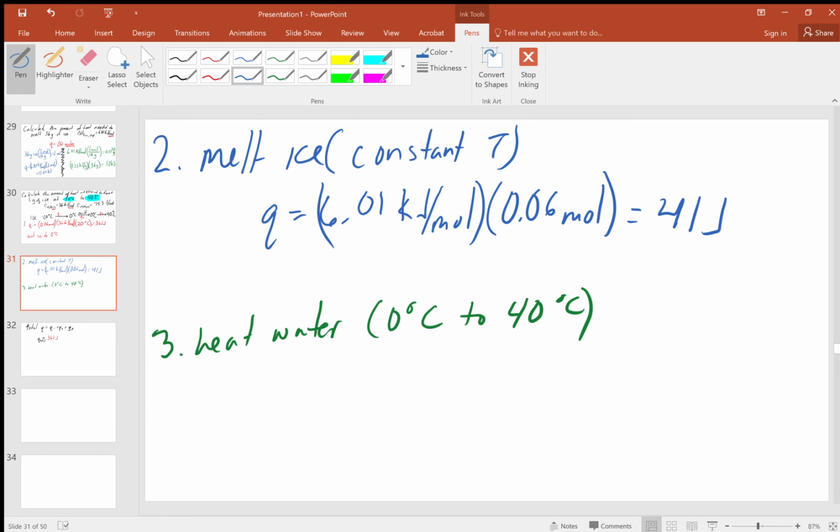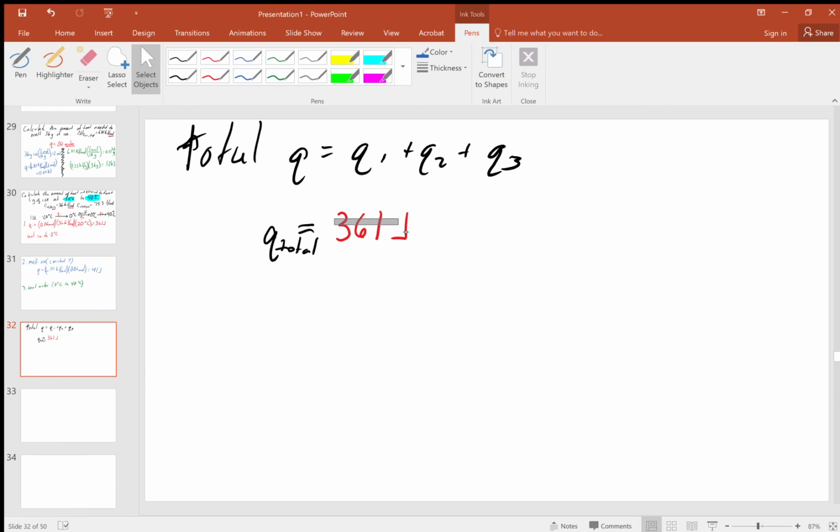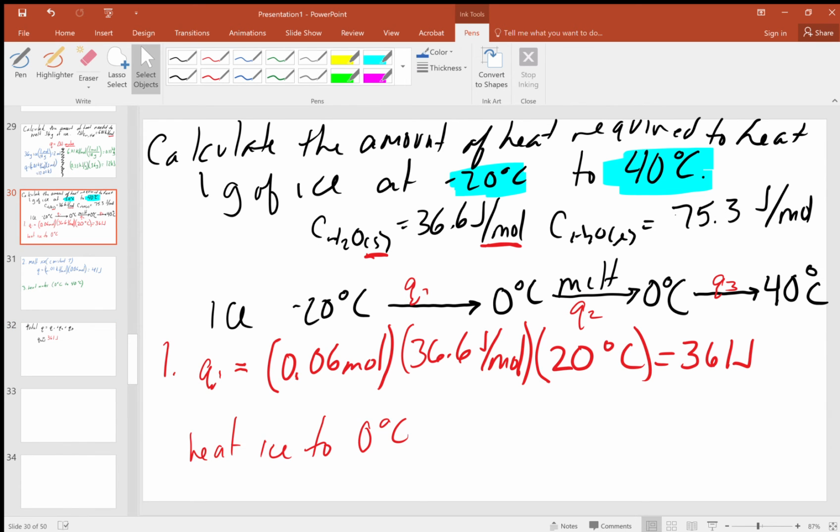No, I'm sorry. I've got my numbers wrong. So let's get rid of all these numbers. I've got my calculations all set up correctly. I've just written down the wrong answers. So this first one actually gives us 41 joules.